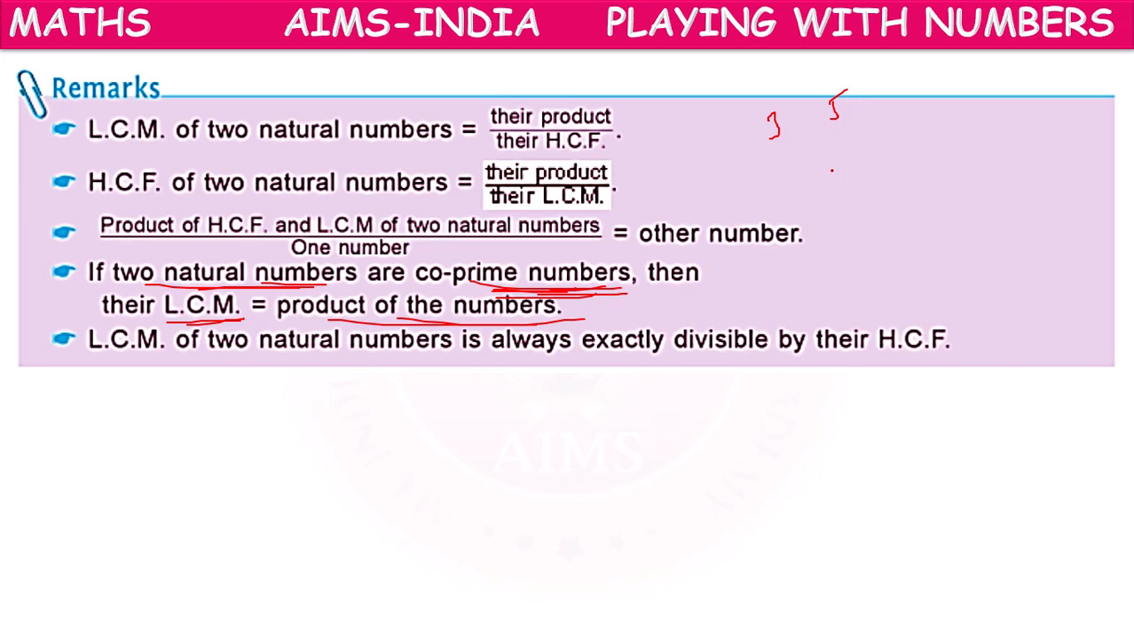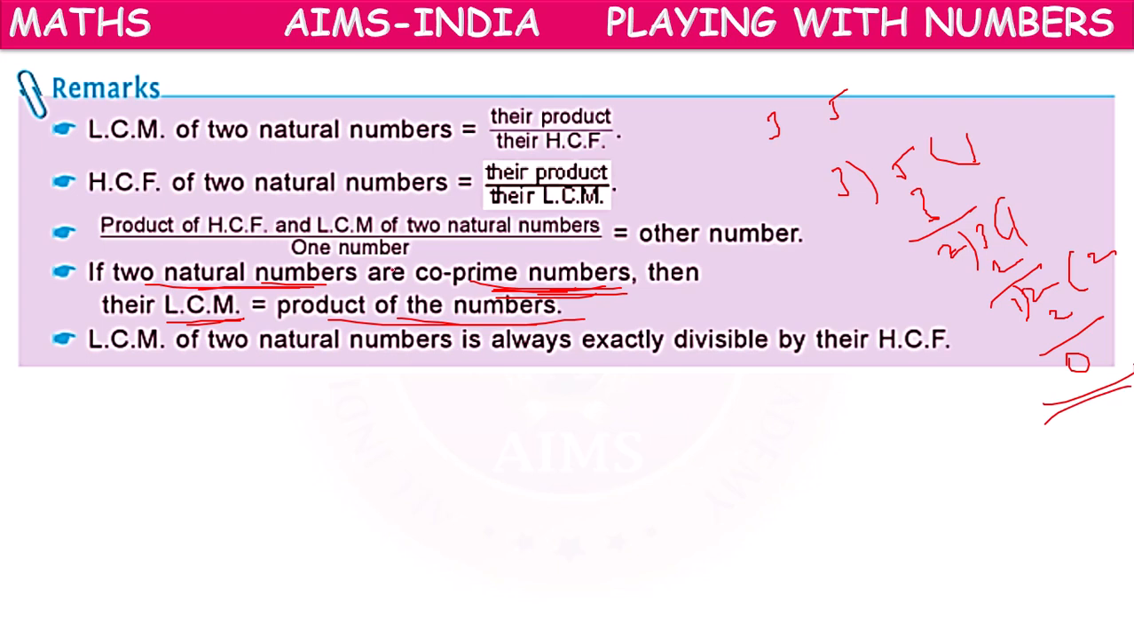What is their HCF? 3, 5. 3 1 is 3. 2, 3. 2 1 is 2. 1, 2. So 1, 2 times 2, 0.